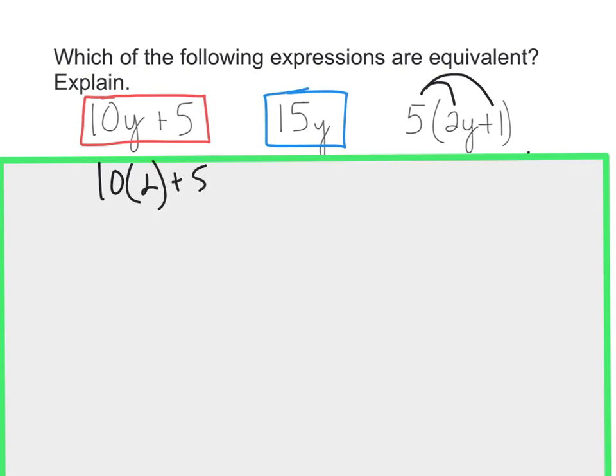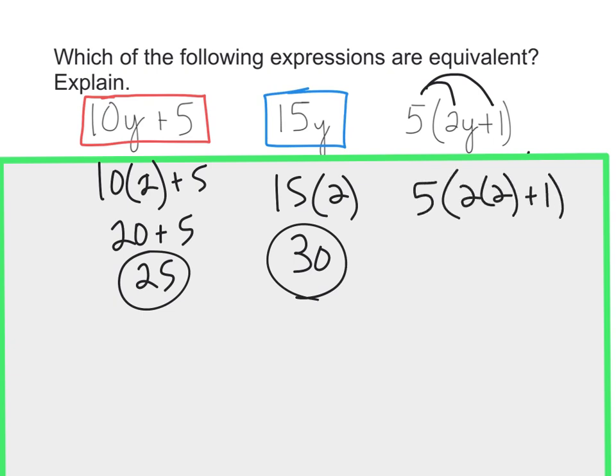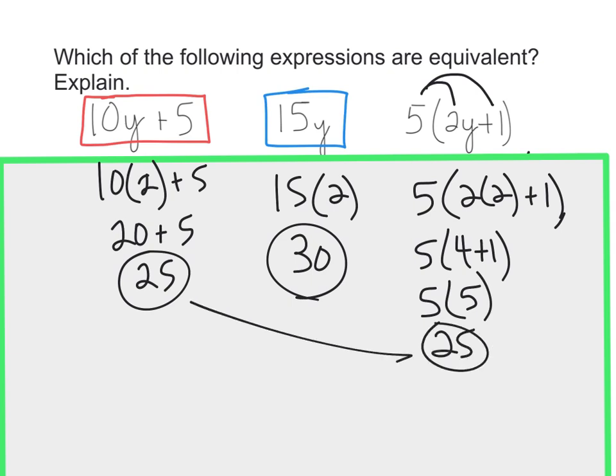I'm going to try a 2. If I substitute a 2 in, we've got 10 times 2 is 20, plus 5 would be 25. In our second case, we substitute a 2 in. 15 times 2 is 30. In the last case, we substitute a 2 in. Inside the parentheses, 2 times 2 is 4. 4 plus 1 is 5. And then 5 times 5 is 25. So notice we got the same answer for both of these.